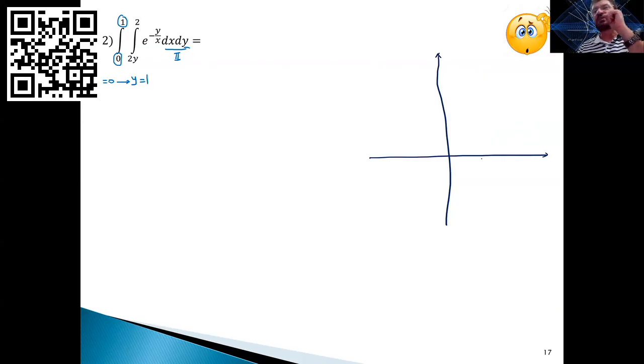Y equal to 0 is the x-axis, by the way. This is y equal to 0. Up to y equal to 1, this is y equal to 1. So you are between this x-axis and y equal to 1. Here is y equal to 1.